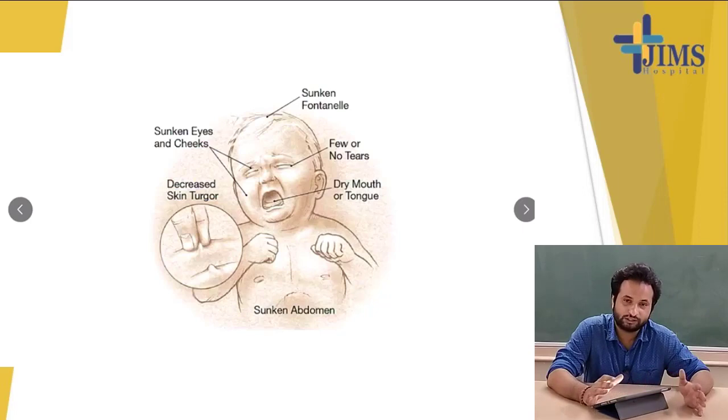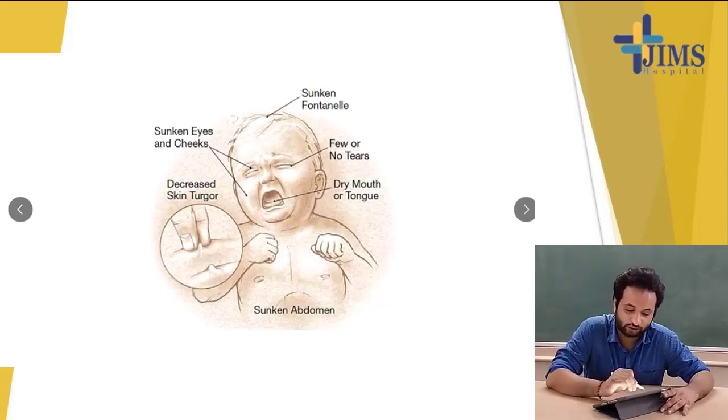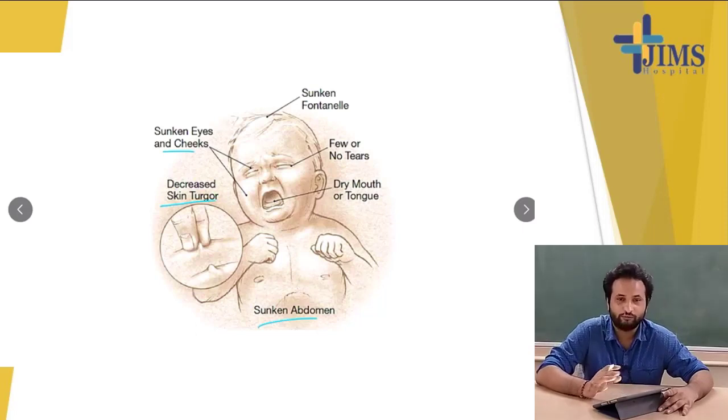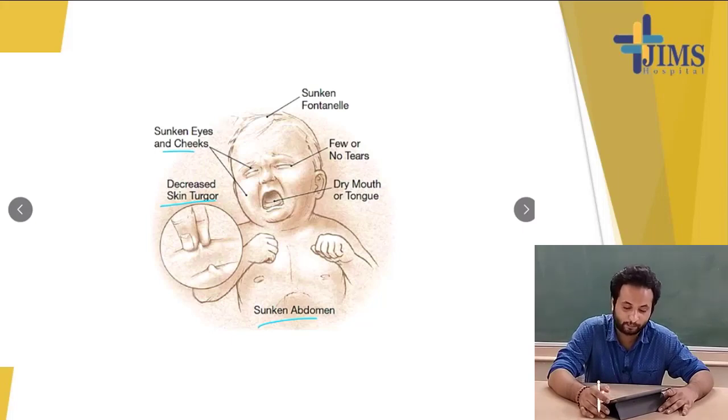So these are the symptoms which you can see in a rotavirus infected patient having viral diarrhea. Generally children will have sunken eyes and cheeks. They have decreased skin turgor, a sunken abdomen, a dry mouth or tongue, and few or no tears can be seen. So all these are the symptoms of the disease.